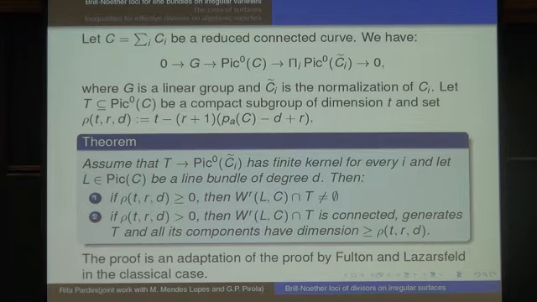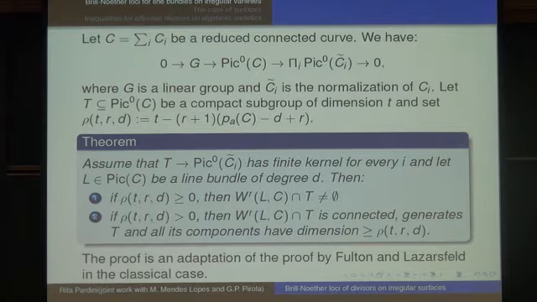So T, of course, T being compact, goes finite to 1 onto the compact part. But it might be possible that the map to one of these components, Pic^0 C̃_i, may have positive dimensional fibers. And we want to avoid that, so we assume that this does not happen.